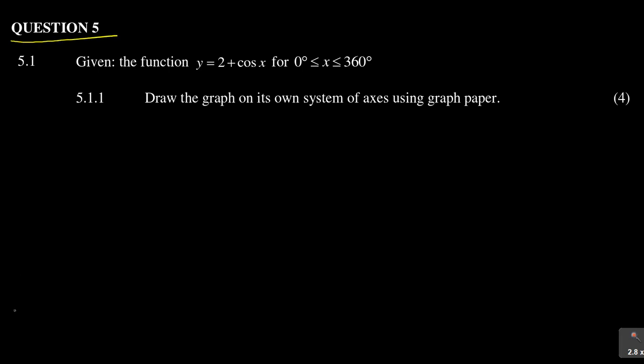If we look at 5.1, it says given the function y is equal to 2 plus cos x for x in the range of 0 degrees to 360 degrees, draw the graph on its own system of axes using the graph paper. So this is actually the domain, and it's between 0 and 360, which is the x-axis in this case. And this question is 4 marks.